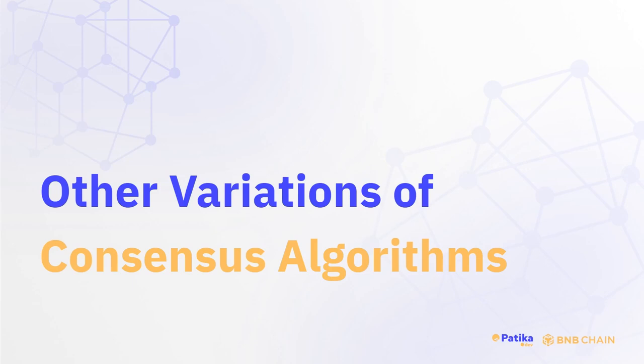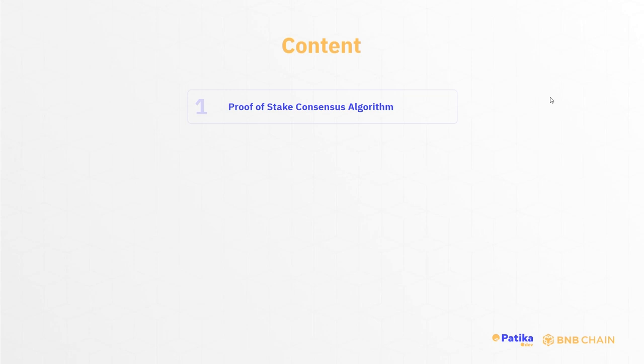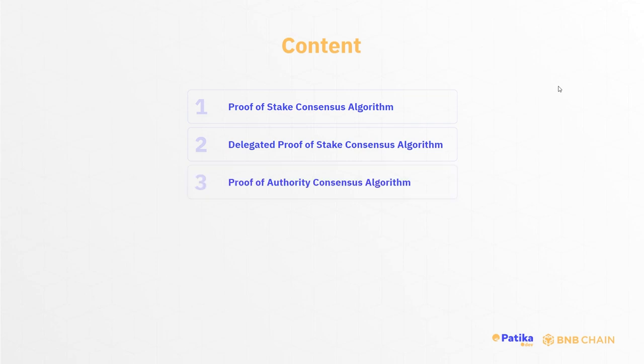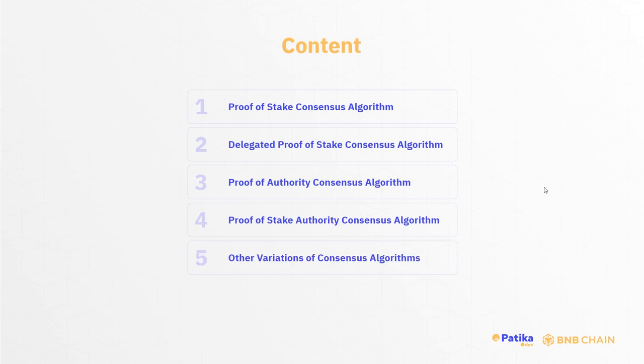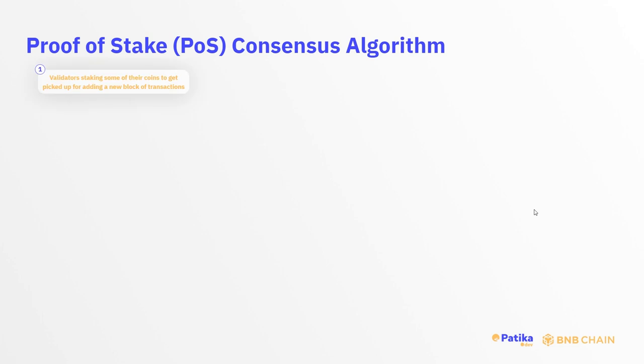Hi, in this video I'm going to talk about other variations of consensus algorithm. We'll see proof of stake consensus algorithm, delegated proof of stake consensus algorithm, proof of authority consensus algorithm, proof of stake authority consensus algorithm. Then we'll see some of the other consensus algorithms that are not that popular, but you can see in some cases, so we'll mention them.